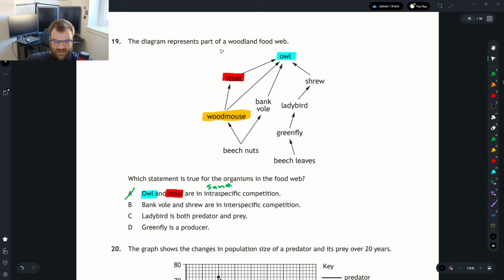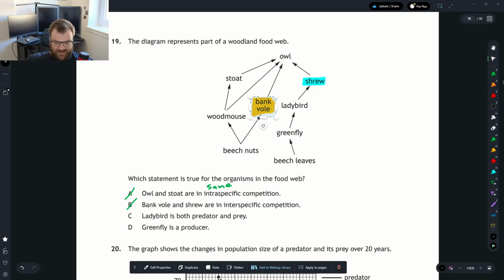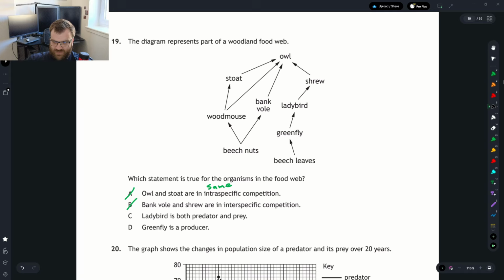For the next one, with B, we're talking about the vole and the shrew over there. Now, they are both eaten by the owl, but they're not eating the same thing. So they're not in competition, full stop. If they were in competition, yes, it would be in pair. It's not, so it's not. Then the next one, ladybird is a predator and a prey. So the ladybird is eating the green fly, predator tick, being eaten by the shrew, prey tick. That looks like the correct thing there.